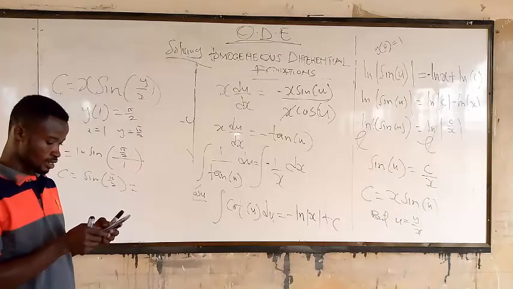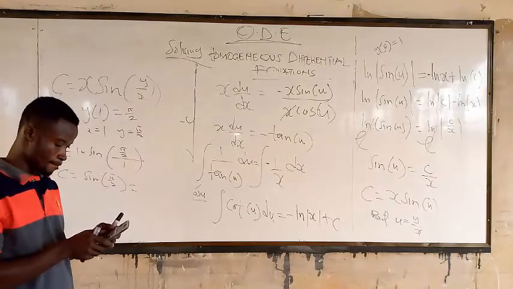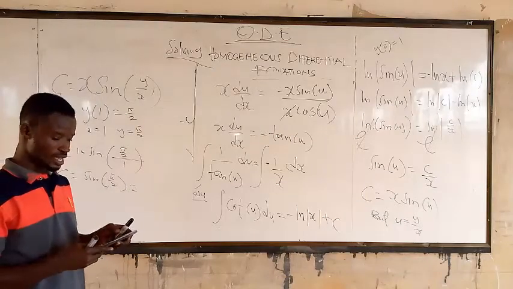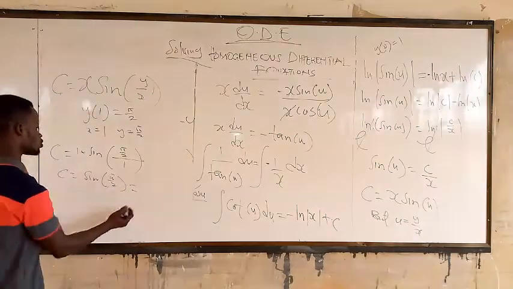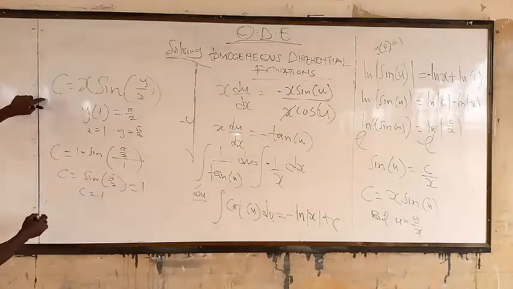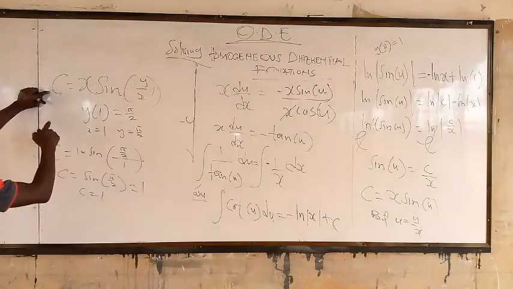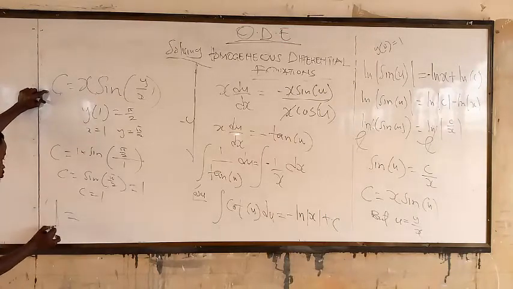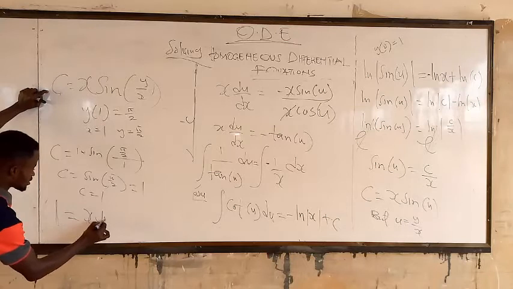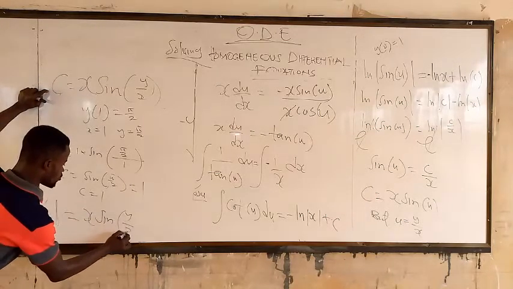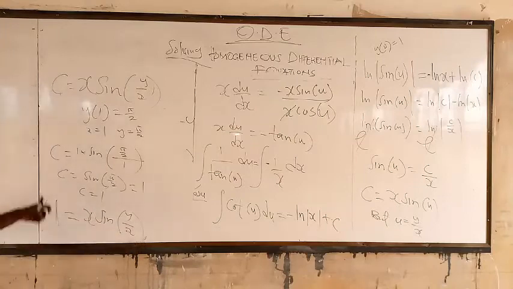Sine pi over 2 is 1. Sine pi over 2 is 1. Therefore, c is equal to 1. So by substitution here, we get c is equal to 1. So our particular solution is going to be 1 is equal to x sine y over x, and that is our final answer.